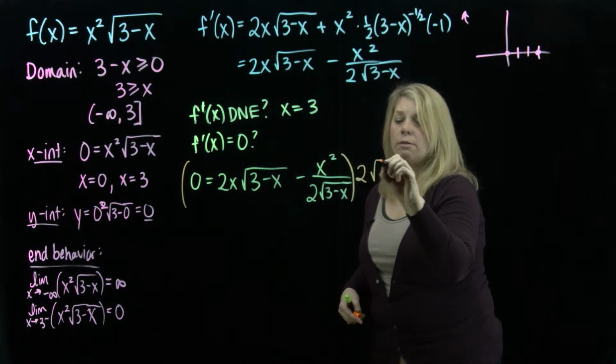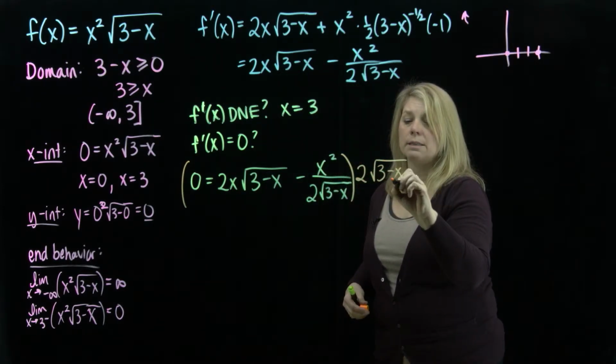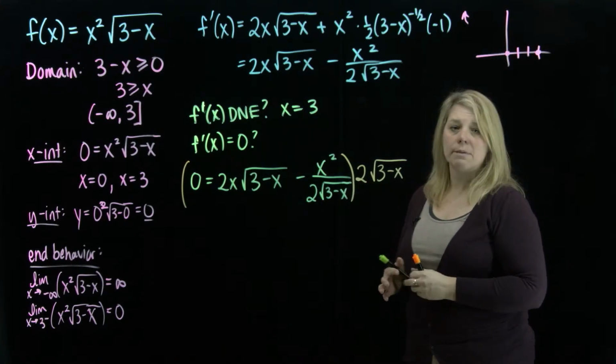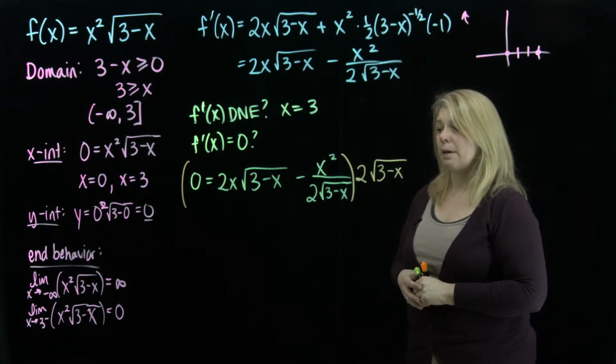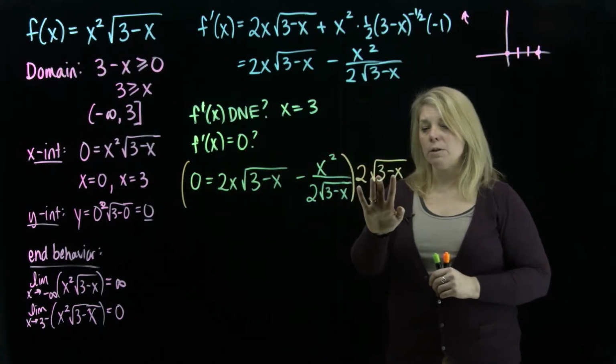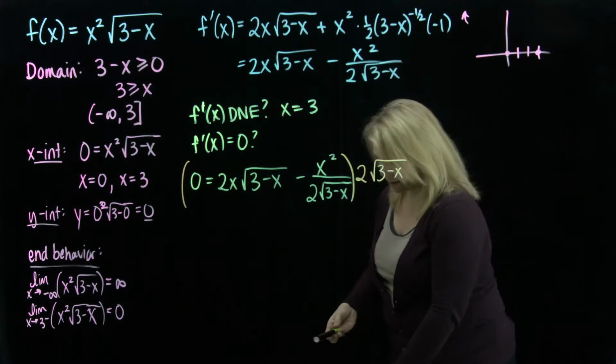So I'm going to multiply through by 2 times square root 3 minus x. And that will clear the denominators. I still will have radicals perhaps left in my problem, but that will clear the denominator. OK, so I need to remember to multiply both sides of the equation. But when I multiply all of that times 0, I will still just have 0.